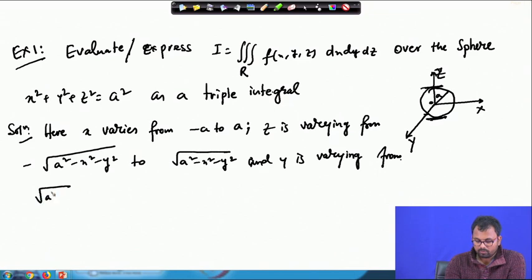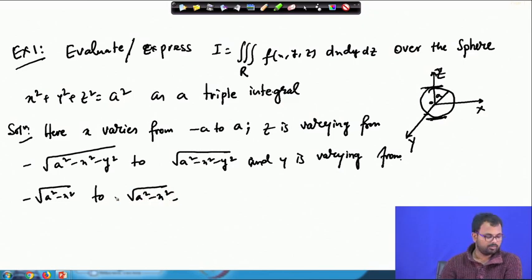If we take z equals 0, then in two-dimensional geometry it's basically a circle, x square plus y square equals a square, where y is varying from minus square root of a square minus x square to plus square root of a square minus x square. So, this is our required range for the variables x, y and z, and now we can write that integral.